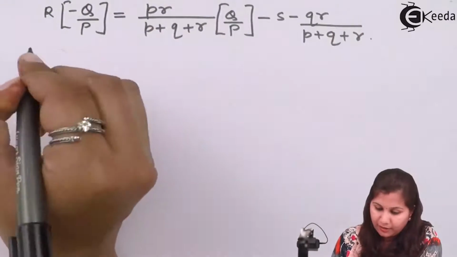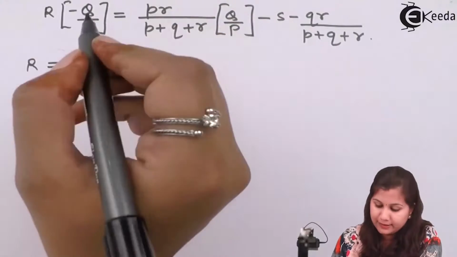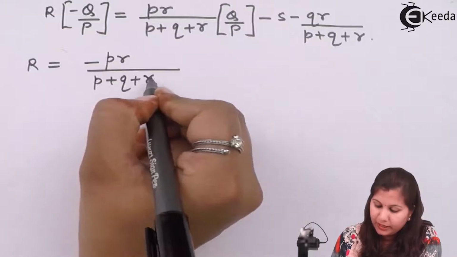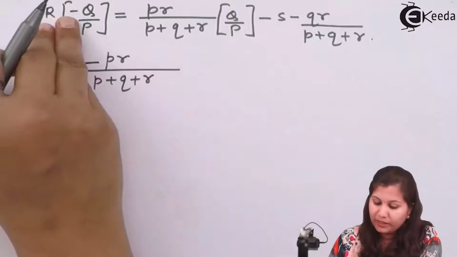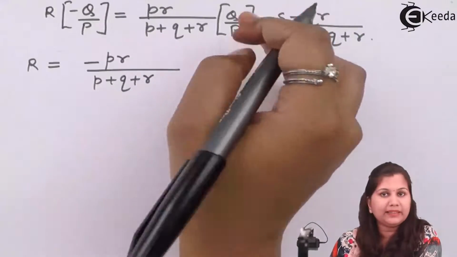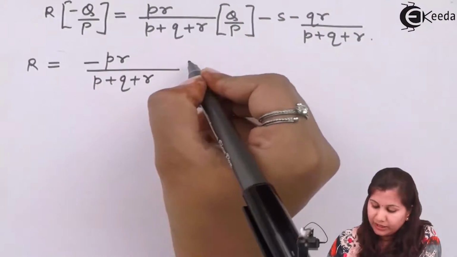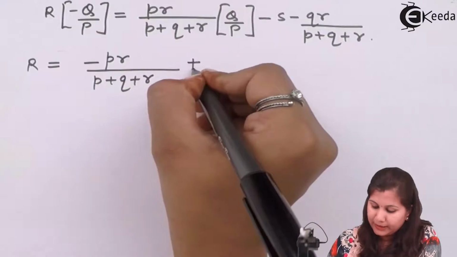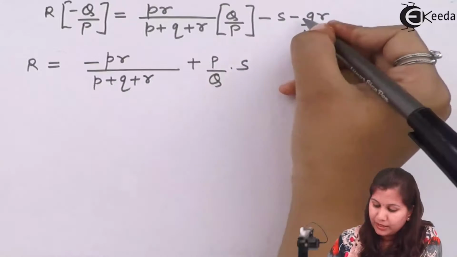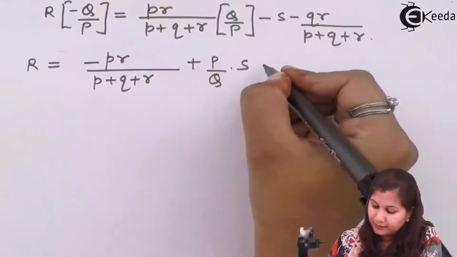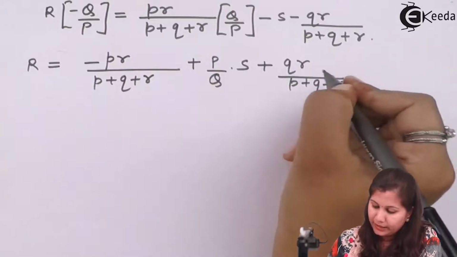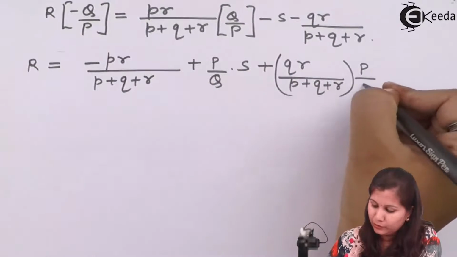So we will get R equal to minus PR upon P plus Q plus R. Here we are having Q by P. When we bring this on the right hand side, it will become P upon Q. So P upon Q and Q upon P will be cancelled. Next term, this will become plus. So plus this P upon Q and then this S. This also becomes a plus sign. So plus QR upon P plus Q plus R, multiplying this with P by Q.